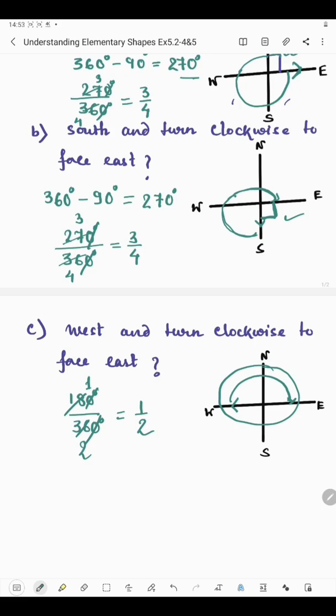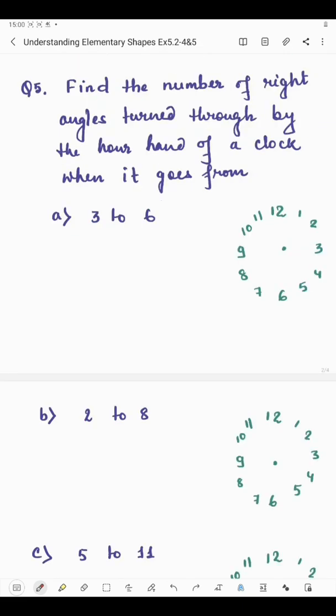Okay, now coming to question number 5. Question number 5 says, find the number of right angles turned through by the hour hand of a clock when it goes from, in the first part we have 3 to 6. We have to find the number of right angles turned through by the hour hand. When the hour hand of a clock moves from 3 to 6, how many right angles does it make?